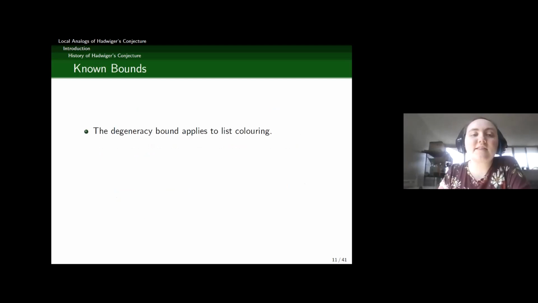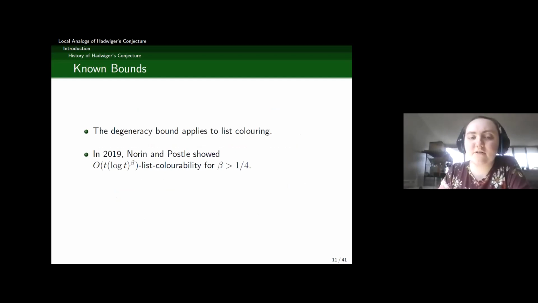For upper bounds, the degeneracy bound applies. The 2019 result was extended by Norin and Postle to list coloring, and Postle's O(t (log t)^6) result also works for list colorability.